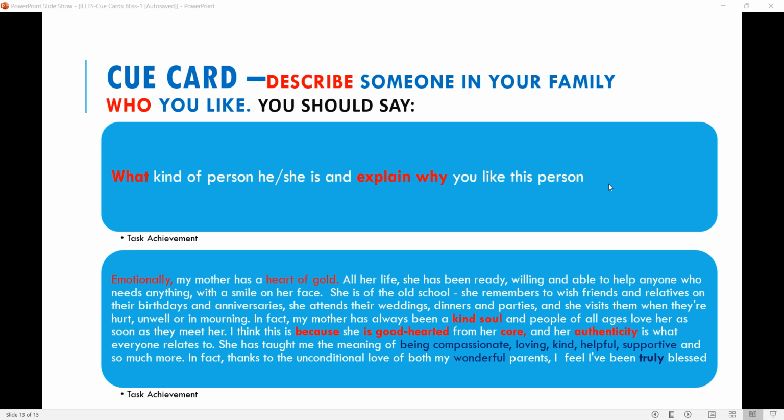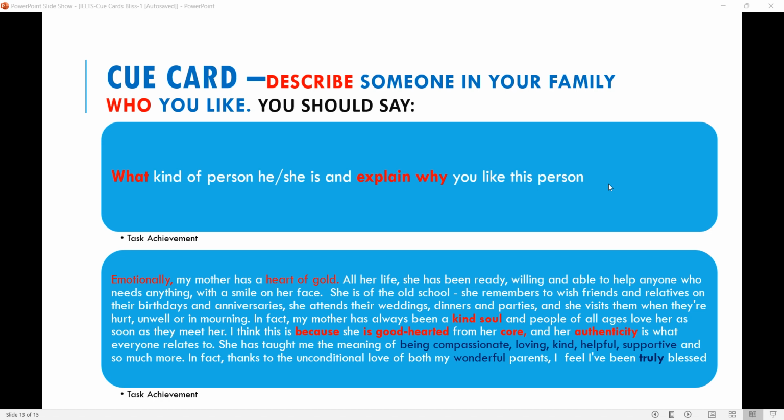I think this is because she is good hearted from her core, and her authenticity is what everyone relates to. She has taught me the meaning of being compassionate, loving, kind, helpful, supportive, and so much more. In fact, thanks to the unconditional love of both my wonderful parents, I feel I have been truly blessed.